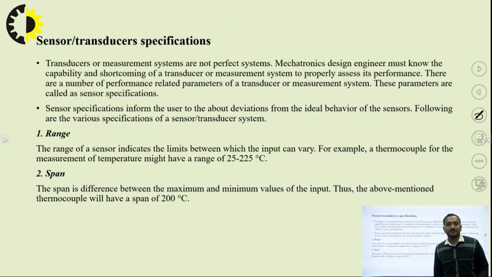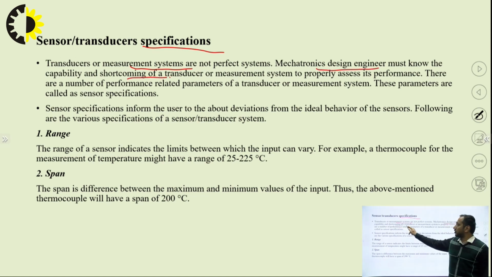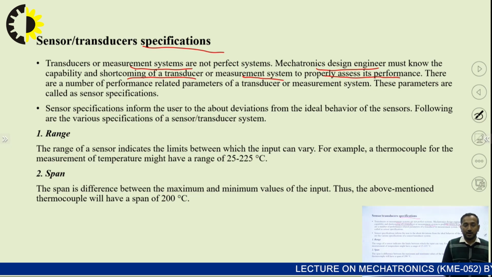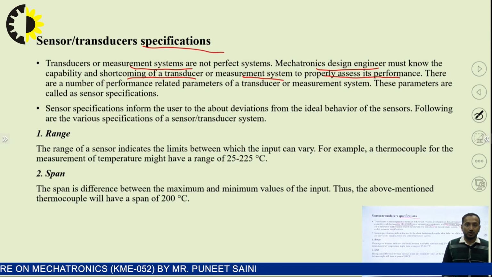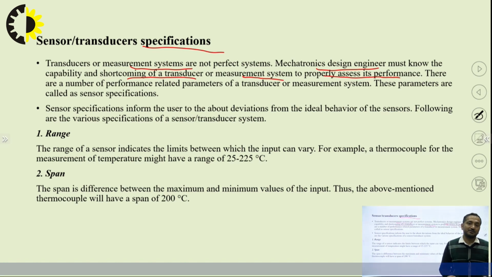After studying the definitions of sensors and transducers, we discuss their various specifications. Transducers or measurement systems are not perfect systems, as we know that no machine is perfect. So a mechatronics design engineer must know the capability and shortcomings of a transducer or measurement system to properly assess its performance. For example, a temperature sensor may sense temperature in the range of, suppose, 45 to 110 degrees. That is the range of the temperature sensor, and beyond that or below that it will not be able to measure. So an engineer must know which type of sensor they use, what is the range of it, and what kind of error it will give.